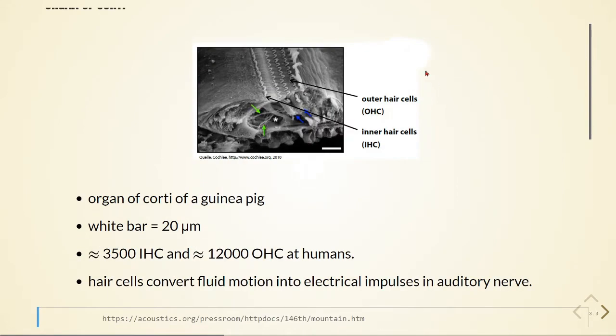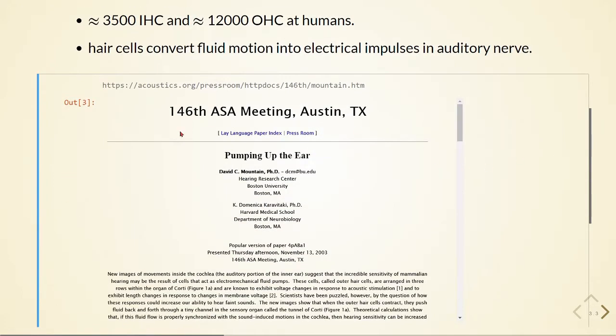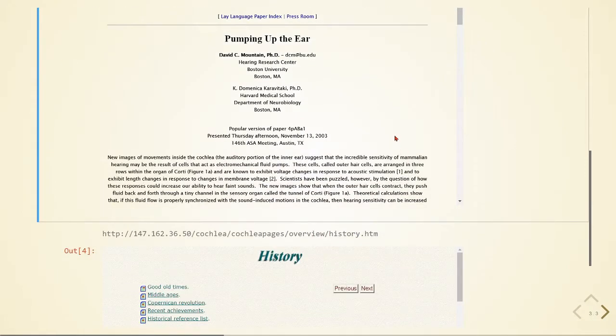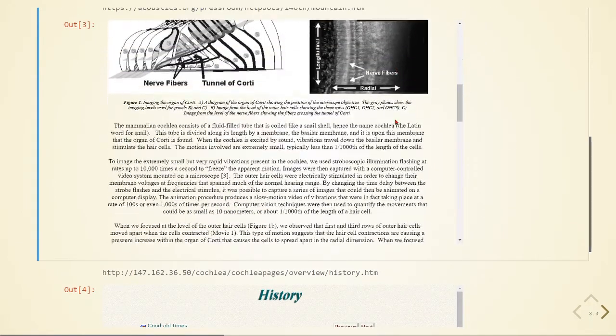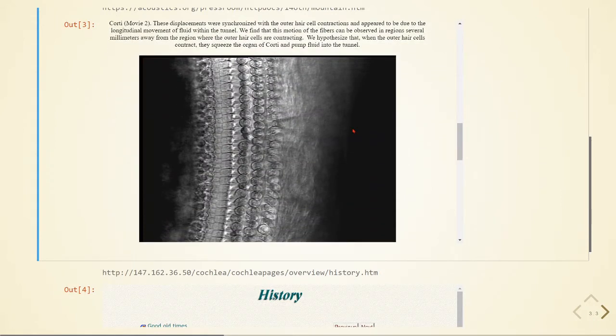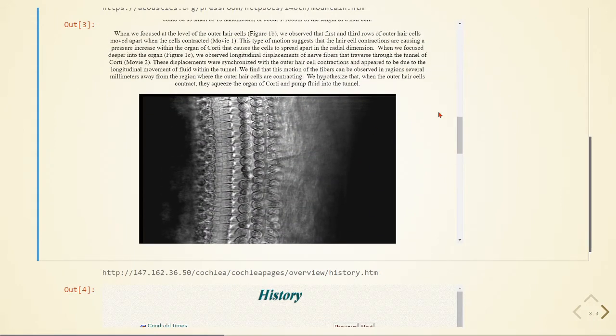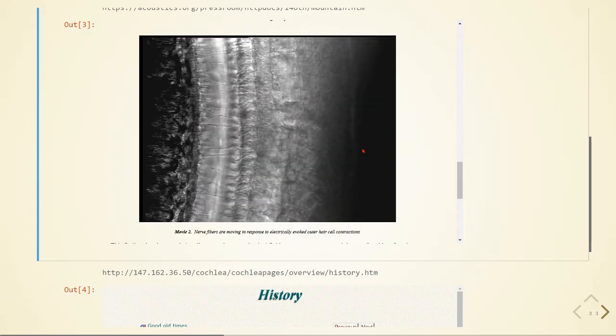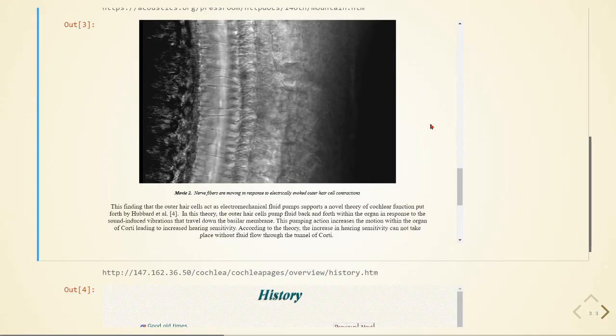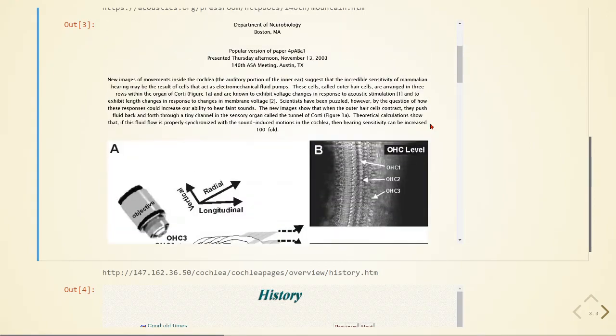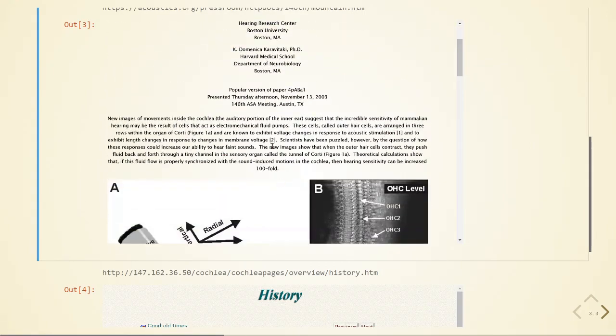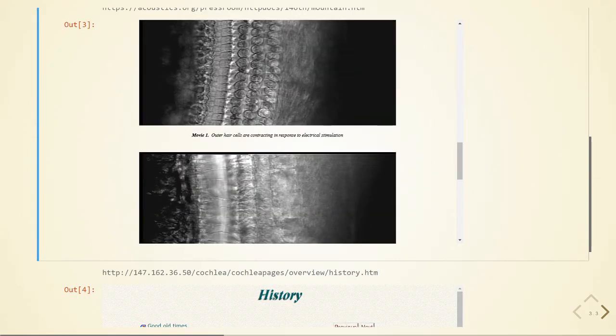As we've seen before, these hair cells convert fluid motion into electrical impulses in the auditory nerve. At this website here, we have an interesting study, and we have some animations of the movement of these hair cells, and also the movement of the nerve fibers in response to electrically evoked outer hair cell contraction. It's very interesting, so I encourage you to have a quick read about this study.